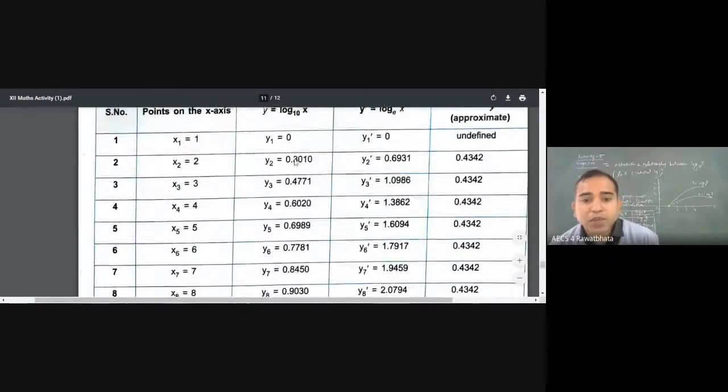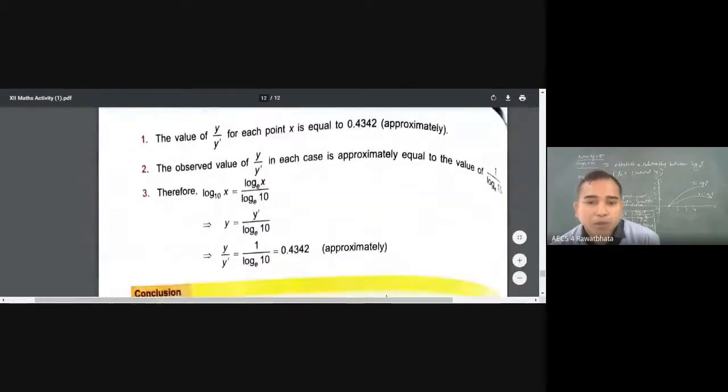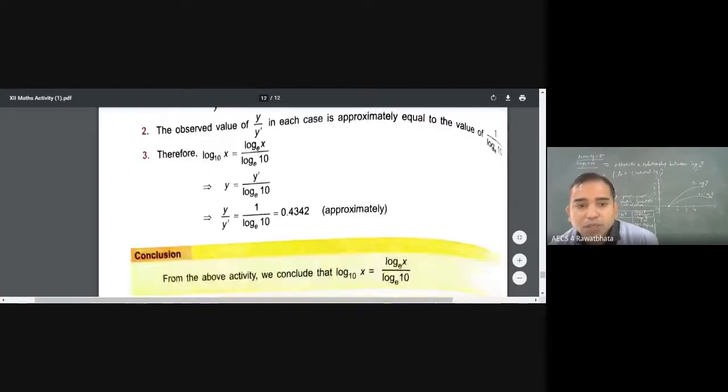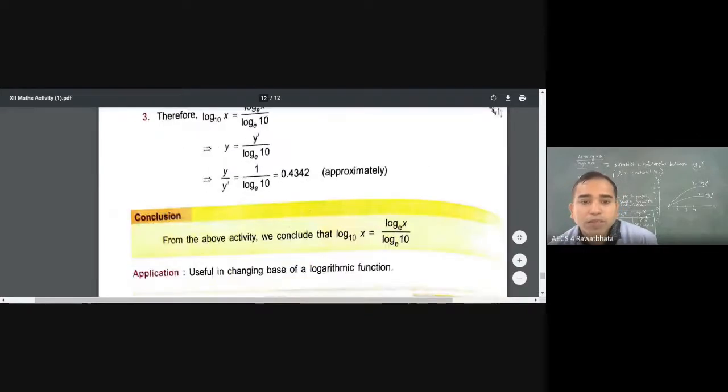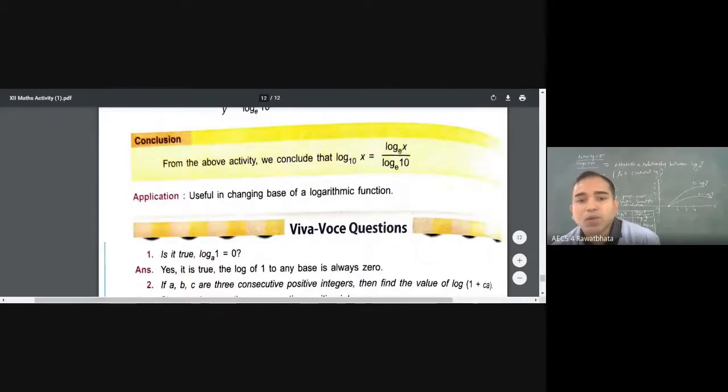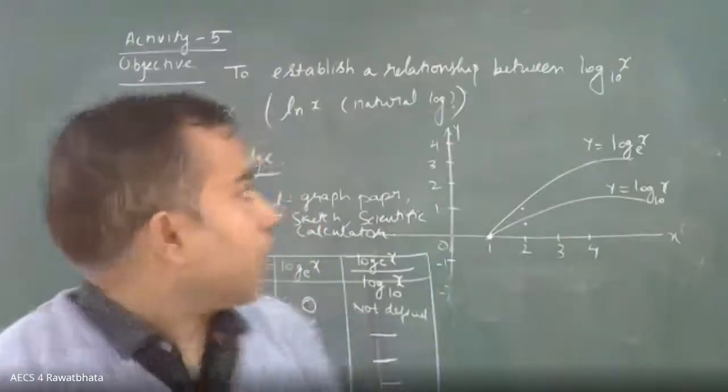And after that, you can write that observation. That observation is that the ratio for log x base e and log x base 10 is always 0.4342 approximately. And in the book, it is shown also how it has come. They have used some formula and it has come. And the conclusion is that log x base 10 can be written as log x base e divided by log 10 base e. Right, so this was our activity number 5.